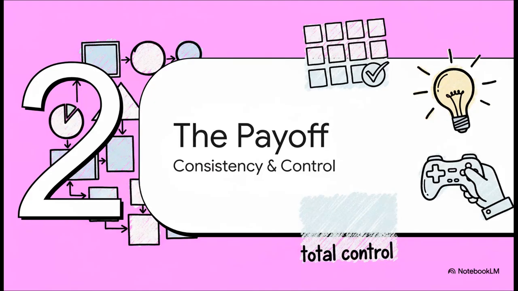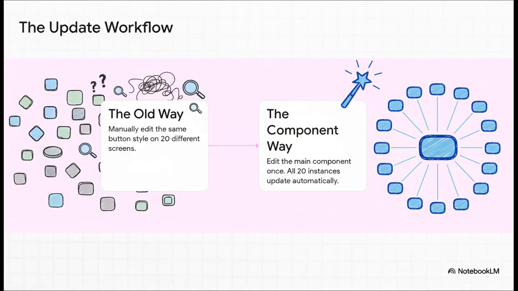Okay, so let's get to the good part, the payoff. Because the reward for doing this work up front is immediate, and it is massive. You get three absolutely critical things: consistency, clarity, and total control over your design. And this slide just illustrates the magic perfectly, right? In the old way, a client says, hey, can we make all the buttons a little more rounded? And that means you have to go hunting through 20 different screens, manually editing every single button, and just praying you don't miss one. But in the component way, you edit the main button component once, and boom, all 20 of them update instantly, automatically. That's not just saving you time, it's saving your sanity.